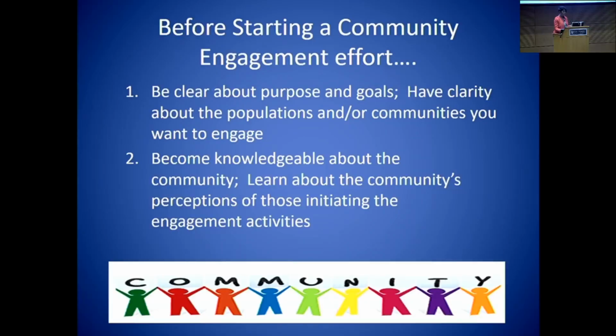So the first 2 principles, before starting a community engagement effort, and let me pause. Anyone in the room who actually applies community engagement approaches to your work? Just a few. Well, I'm in the right place. Okay. Just wanted to get a tap on the audience.